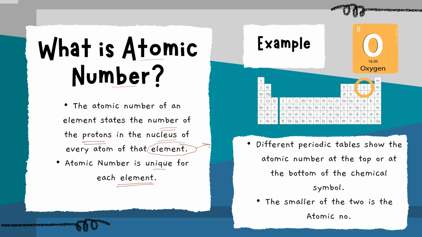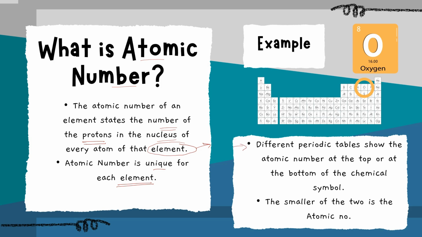All the atoms will have a certain number of protons. That number of protons is called the atomic number. There are 118 elements in the periodic table. Each element will have a unique number of protons. That is atomic number. Moving on to the next one.